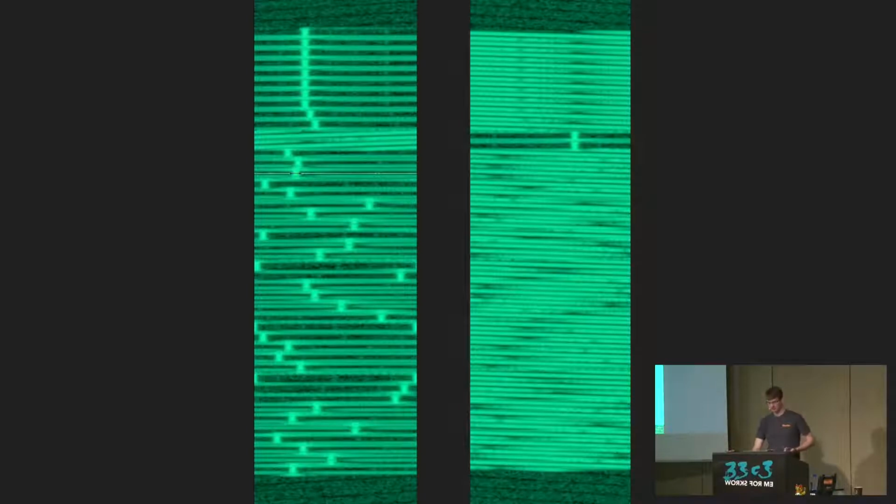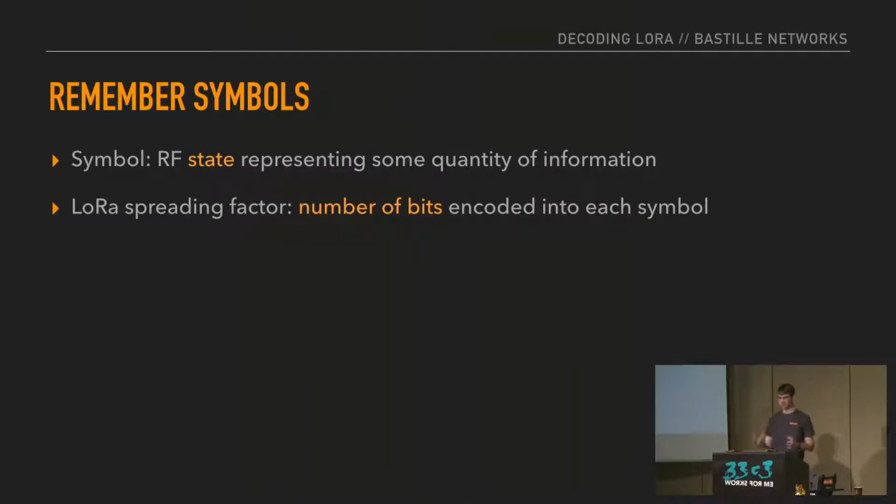So we need to quantify those. Again, remember symbols. We're going to keep coming back to this. It's an RF state that represents some number of bits. And LoRa has this value called the spreading factor that we found in some of the documentation that defines the number of bits encoded per symbol. And from the picture we saw a little bit earlier, the common values are 7 through 12, or 6 through 12. You see them both in different markets.